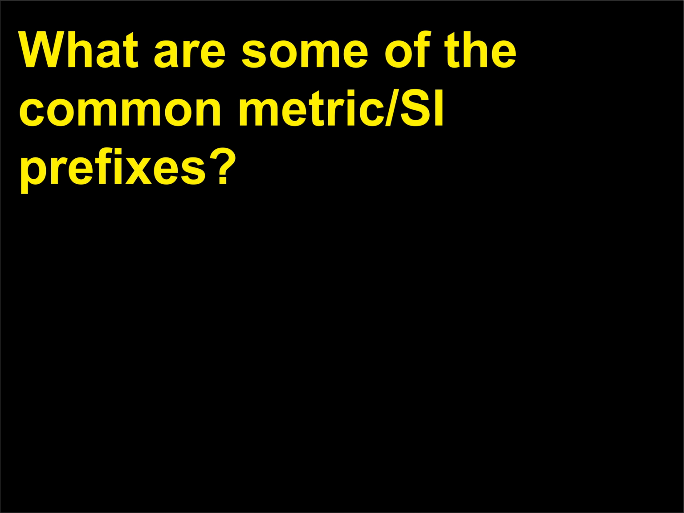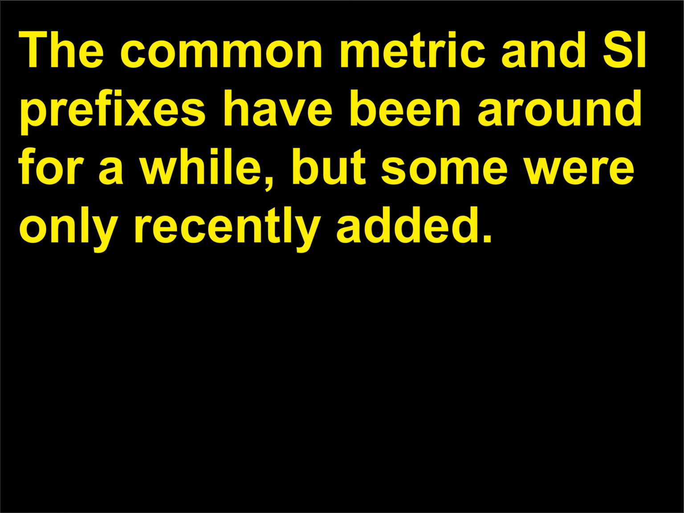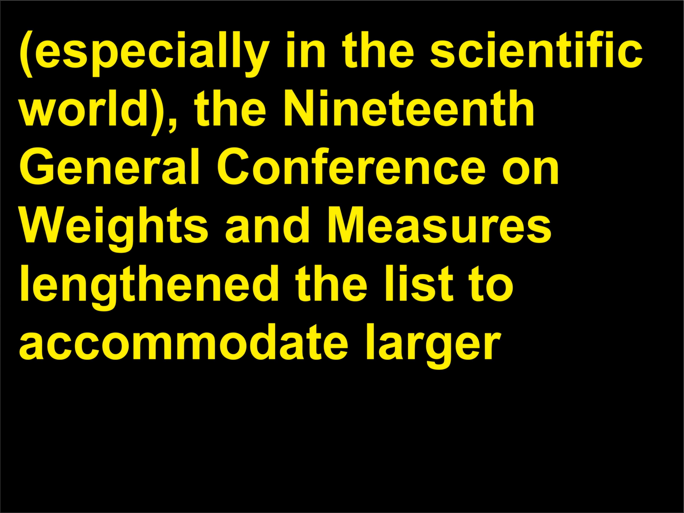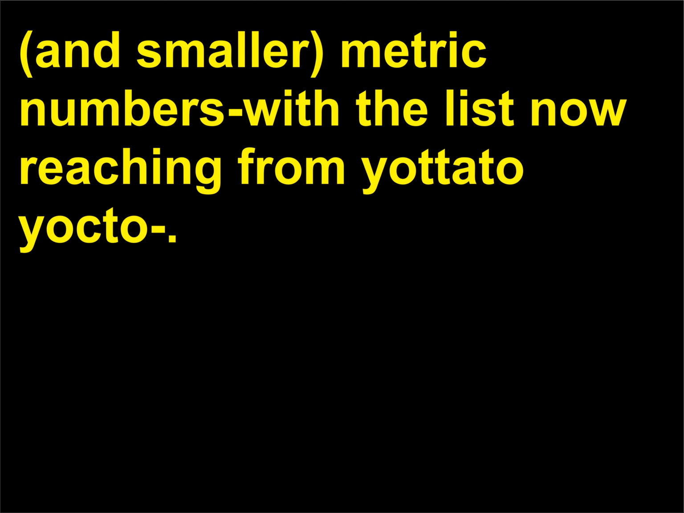What are some of the common metric/SI prefixes? The common metric and SI prefixes have been around for a while, but some were only recently added. In 1991, in order to apply standard units, SI units, to a wide range of phenomena, especially in the scientific world, the 19th General Conference on Weights and Measures lengthened the list to accommodate larger and smaller metric numbers, with the list now reaching from yotta to yocto.